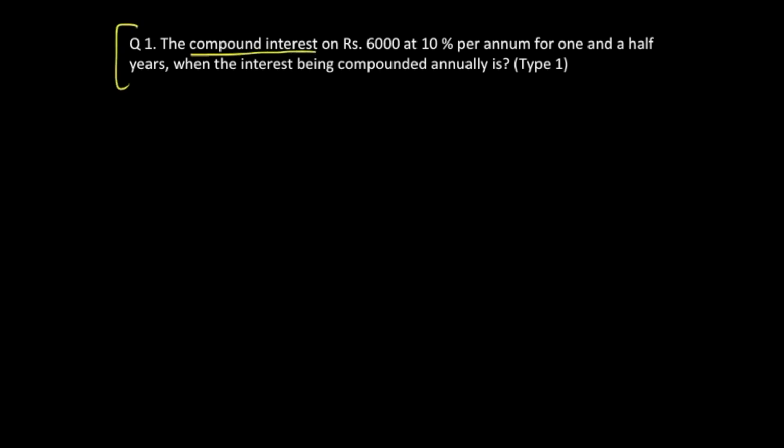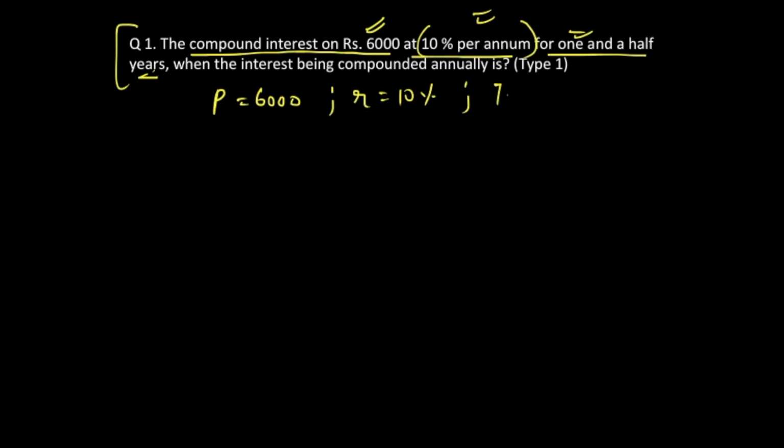So the compound interest on rupees 6,000 at 10% per annum for 1.5 years. So this is given to you that compound interest is being calculated on rupees 6,000. So P is known to you, that is 6,000. Rate of interest, that is 10% per annum, is also known to you, right? And the time period is also known to you as 1.5 years. Then it is asking when the interest is being compounded annually. So the compound interest is what you have to find out. It is being compounded annually.